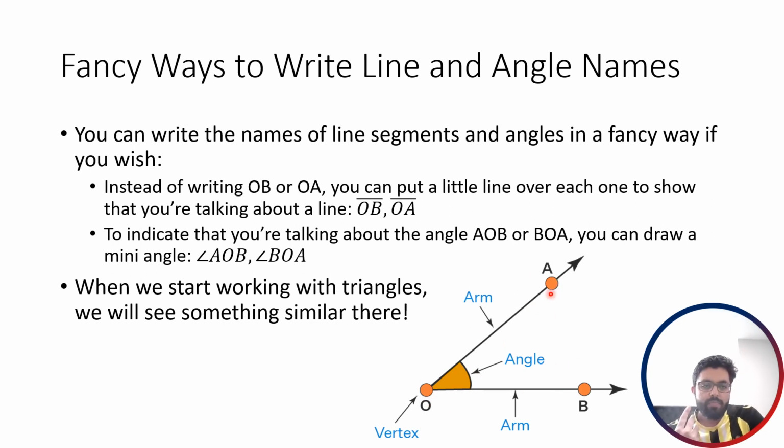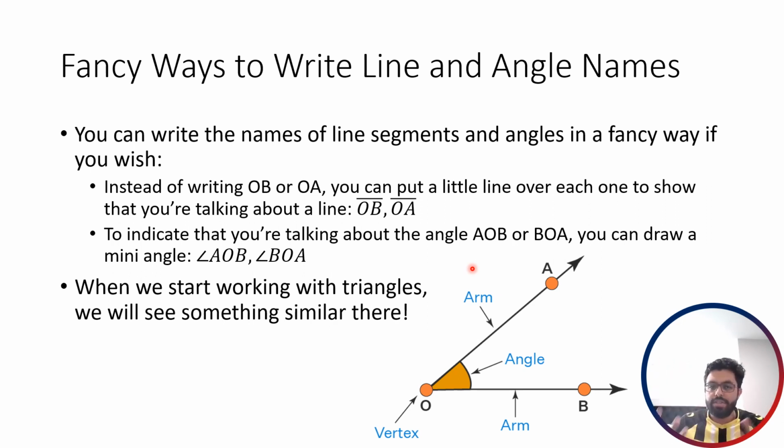But now instead of writing just OB or BO to talk about this guy down here, you can write OB and then put a little line over top of it. That's to tell you I'm talking about a line or a line segment right now. And then same thing for OA or AO. You write down OA, AO, whichever one you prefer, and then you can put a little line over top of it to say I'm talking about a line. And this is really helpful because here you're talking about a line, here you're talking about an angle, here you're talking about a triangle, here you're talking about something else.